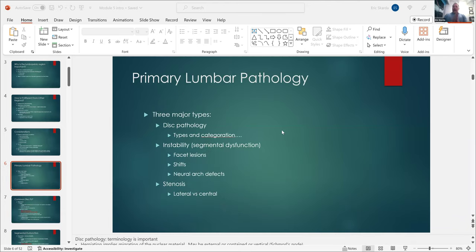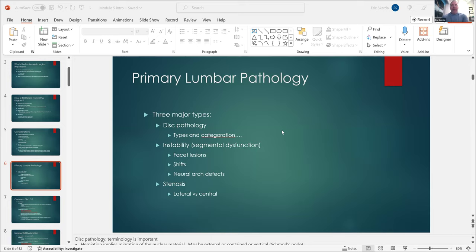So, primary lumbar pathology. This is one of the things that can affect the lumbopelvic mechanism. It makes sense because the lumbar spine is part of the lumbopelvic mechanism. But any one of these things can also cause issues within the pelvis itself. We'll talk more specifically about how those things do that when we get into the actual course.